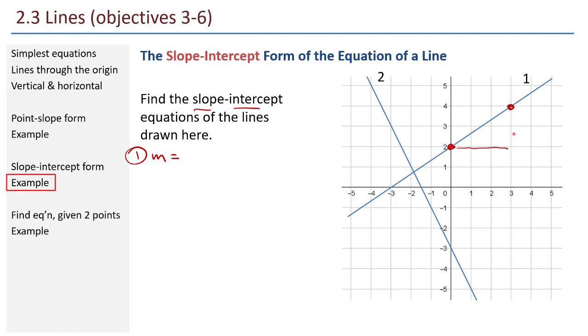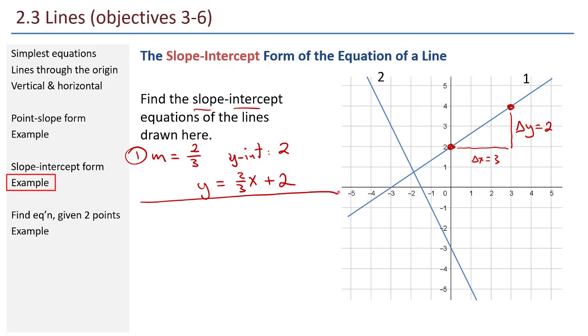Looks like I go over 3 and up 2. So my delta x equals 3, delta y equals 2. So delta y over delta x, 2/3. And what is the y-intercept? Oh, it looks like 2. So y equals mx plus b, 2/3 x plus 2. And there is the slope-intercept form of the equation for that line.